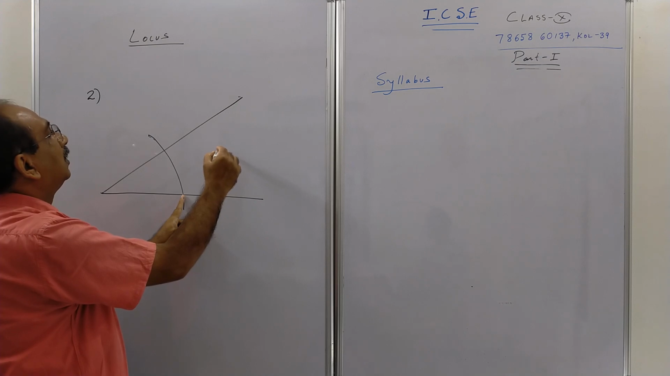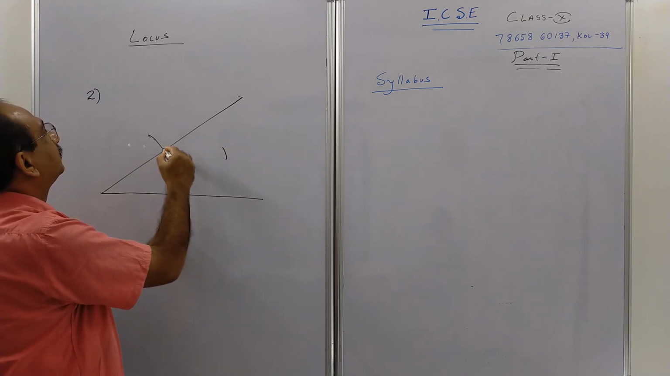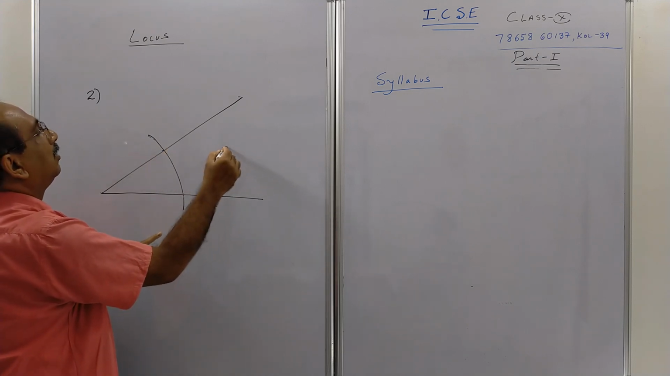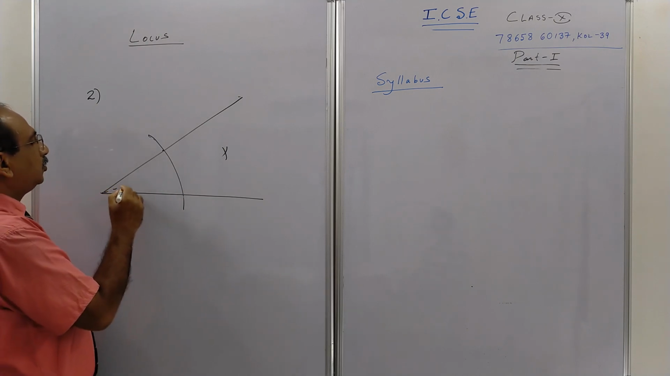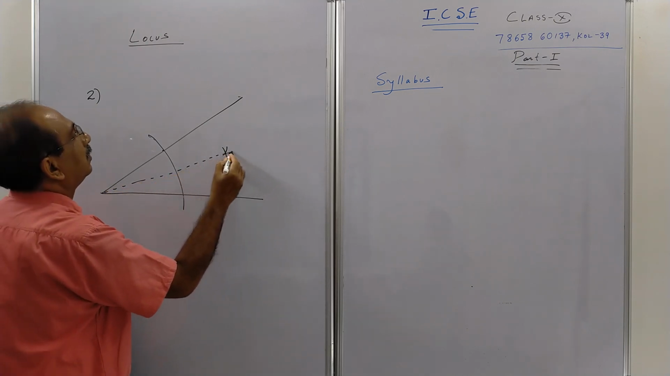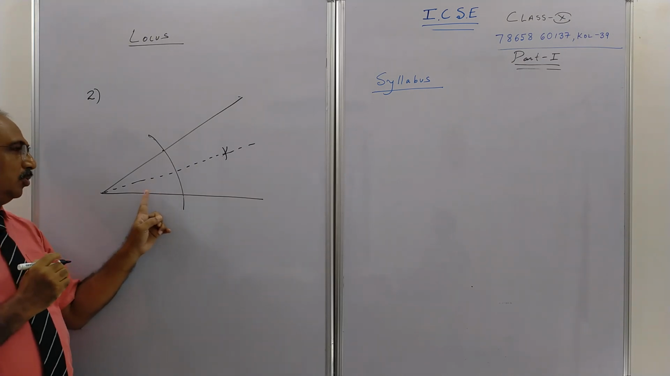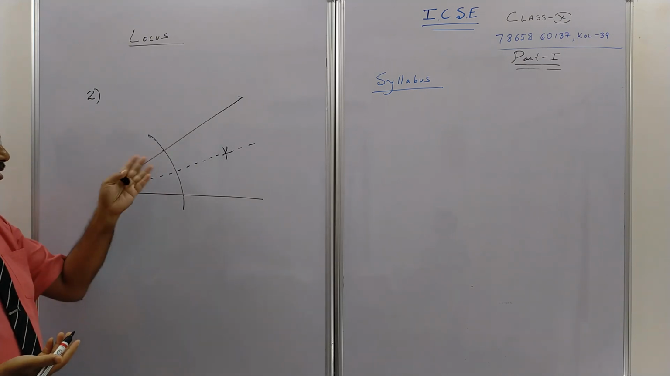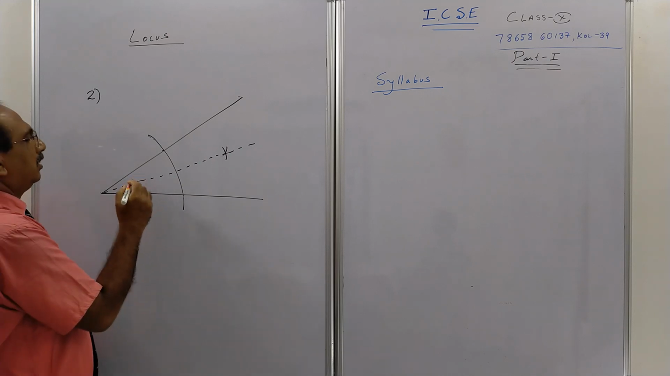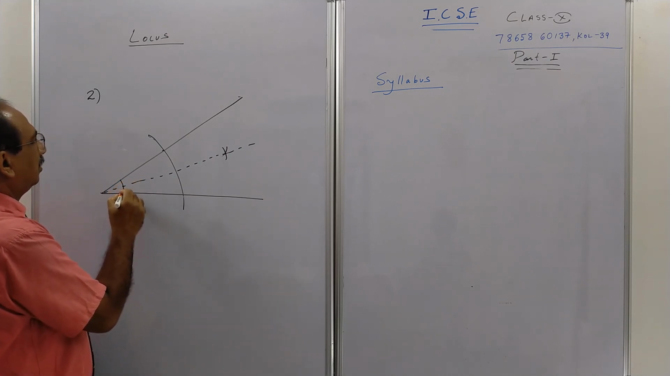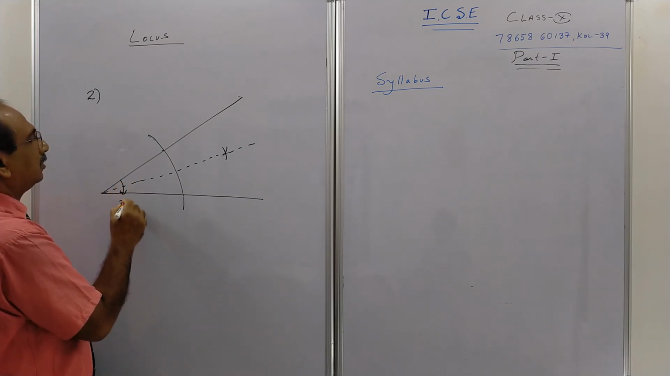your compass over here, one arc here and one arc here. When you join this, children, this dotted line is called the angle bisector. Once more, one given angle is there. Suppose it is of 30 degree. This full angle is 30 degree.